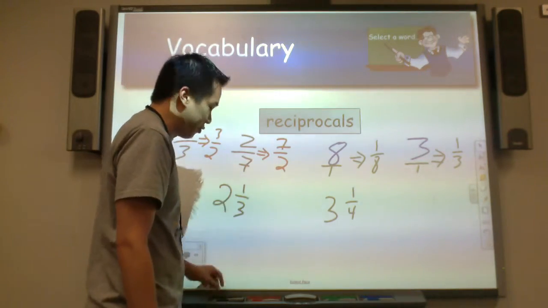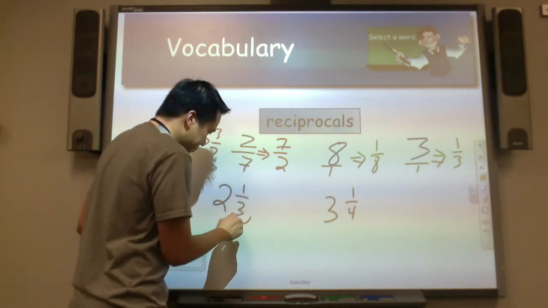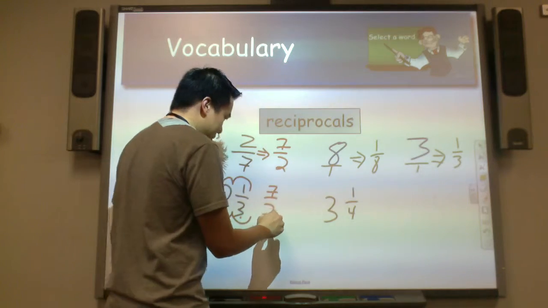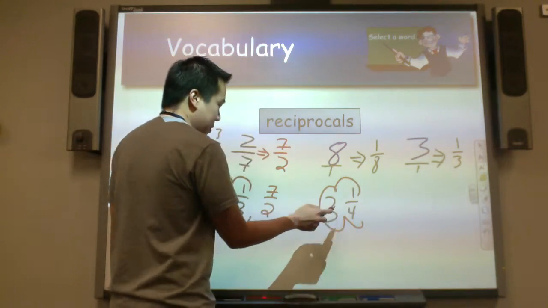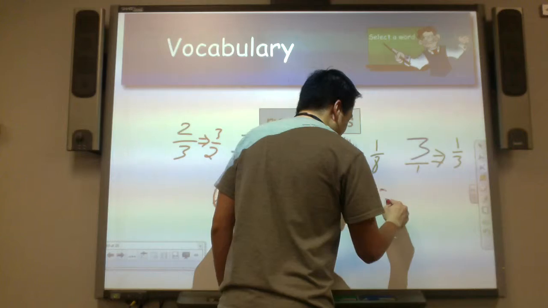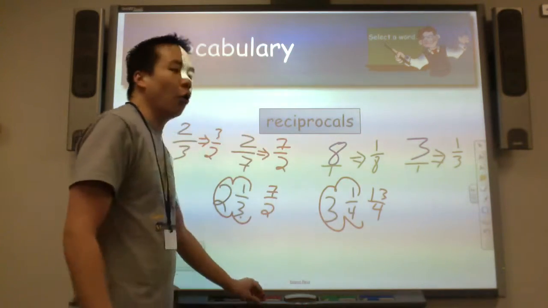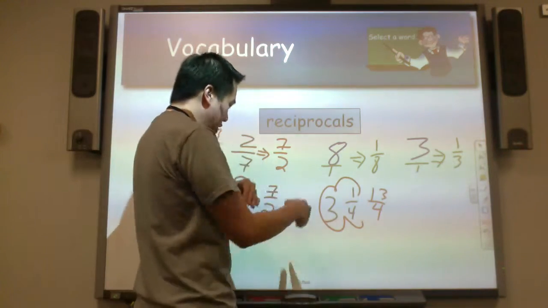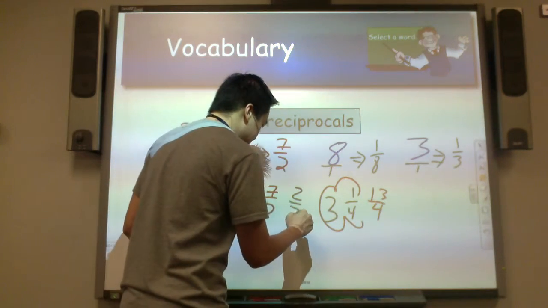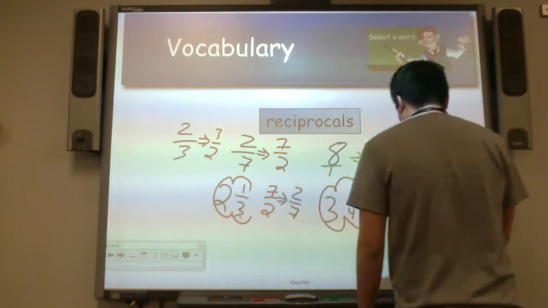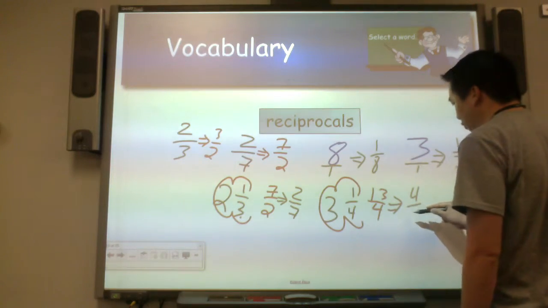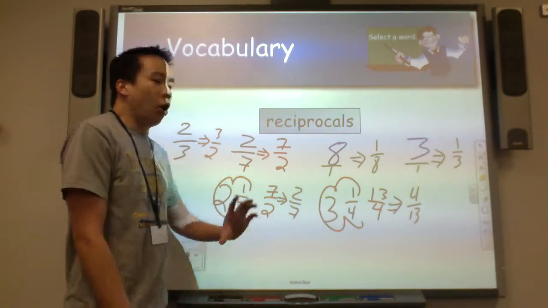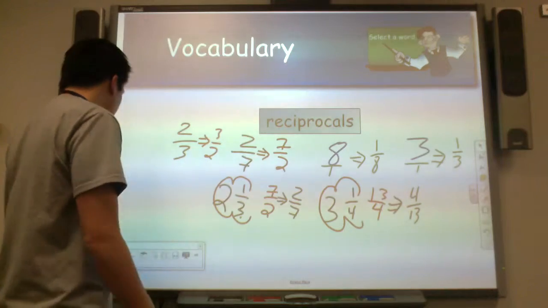Is this an improper fraction? No, let's turn it into a fraction. 3 times 2 is 6. 1 more is 7 halves. 4 times 3 is 12, plus 1 more is 13/4. Now, what is the reciprocal of this fraction? 7 halves, interchange it, will be 2/7. And 13/4, the reciprocal will be 4/13. So again, reciprocal is the interchange or the flipping of the numerator with the denominator.